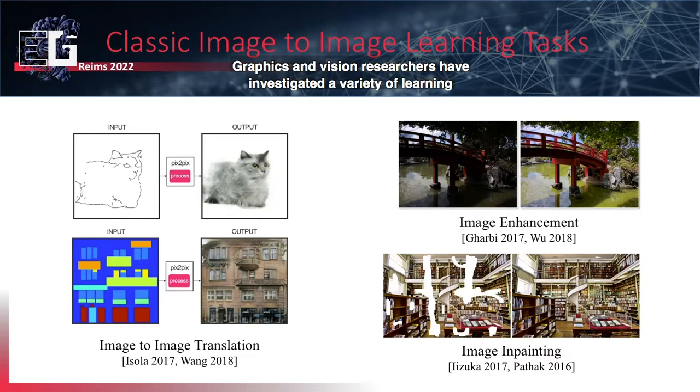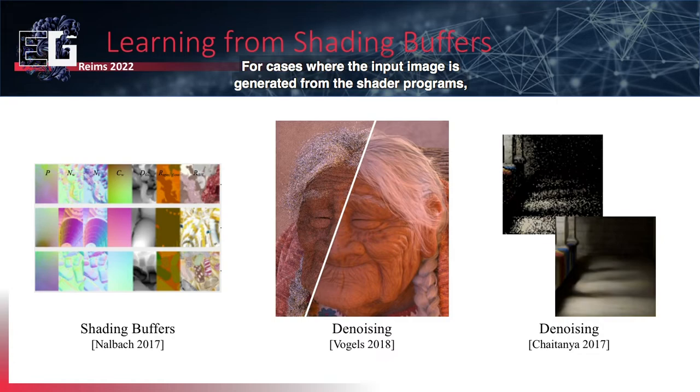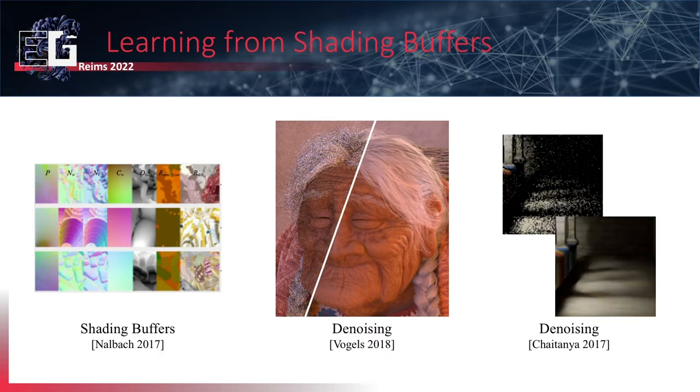Graphics and vision researchers have investigated a variety of learning tasks for input-output image pairs, such as image translation, enhancement, and inpainting. For cases where the input image is generated from shader programs, researchers have explored a variety of features that can augment simple RGB. For example, when learning shading or Monte Carlo denoising, features from the shading buffers include normal, albedo, and so forth. Such hand-picked features improve the performance of the learned model.